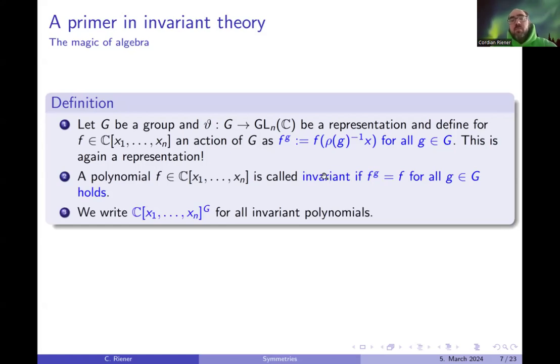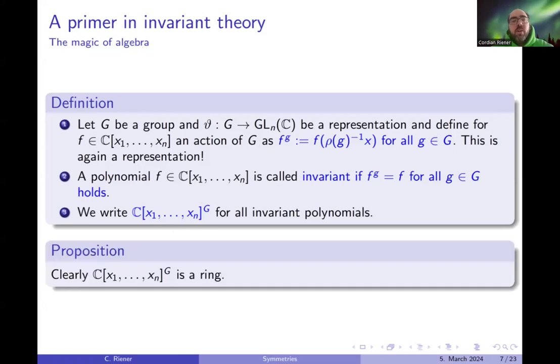And I mean, we will write for all invariant polynomials, we will just write the polynomial ring upper G will denote all invariant polynomials. That is, all polynomials that the group action does not do much to. That's another way of saying this. Okay, so this is the way I defined it now. It's just a subset of polynomials.